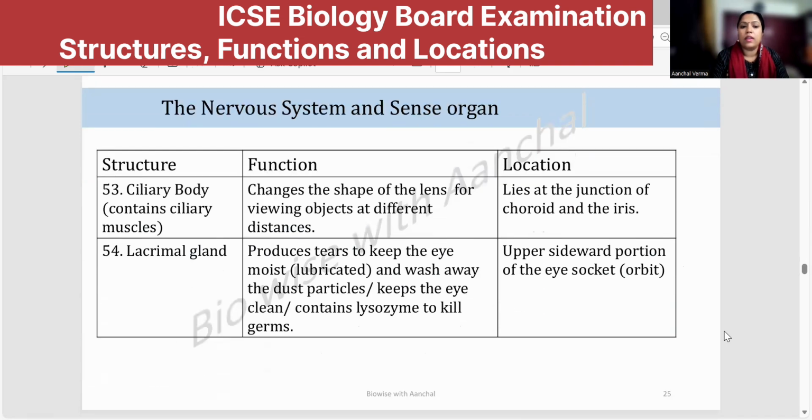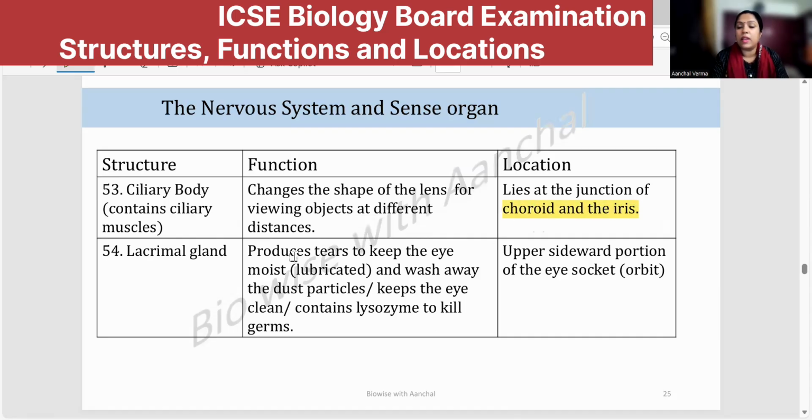Okay. Then next, ciliary body. Ciliary body is actually a circular type of muscle which holds your lens. So it brings out changes in the lens to accommodate your vision. And it lies at the junction of choroid and iris.